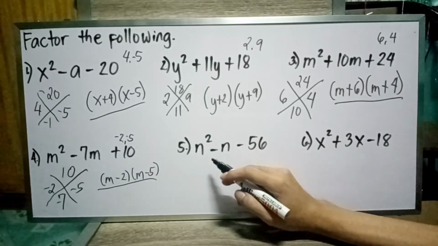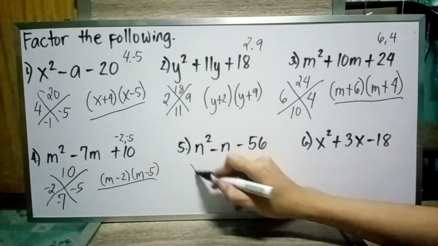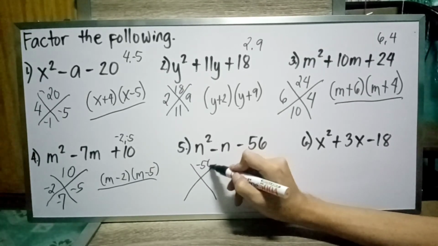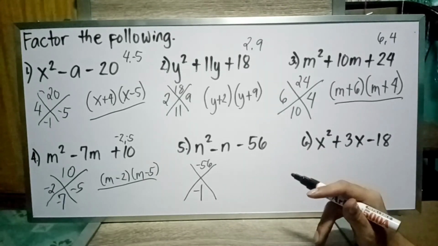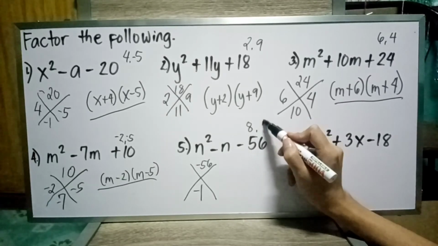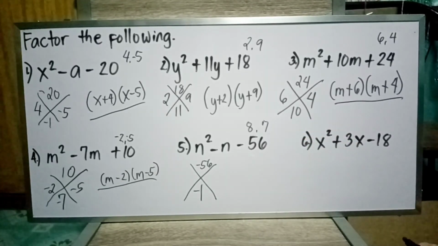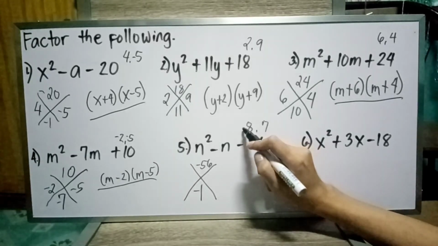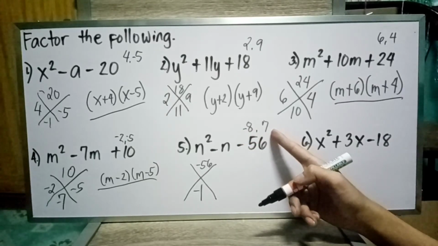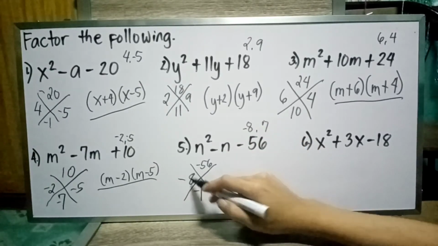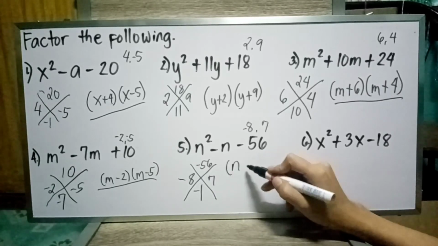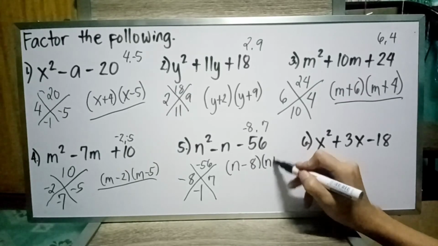Next, n squared minus n minus 56. We're looking for the factors of negative 56 that will give you a sum of negative 1. It can be 8 and 7, but we need negative 1. So negative 8 times positive 7 is negative 56, and negative 8 plus 7 is negative 1. So therefore, the factor is n minus 8, n plus 7.